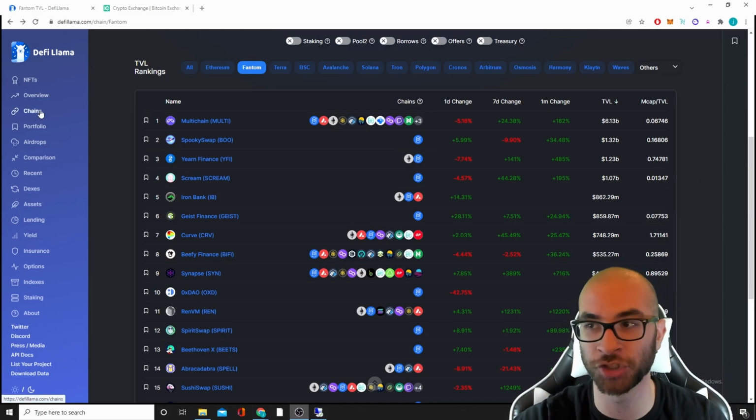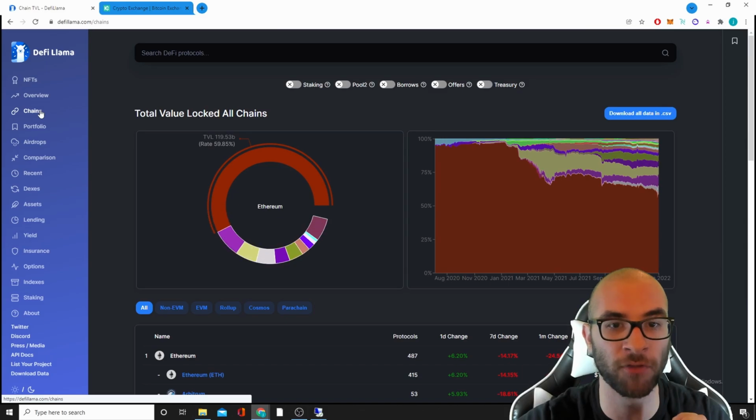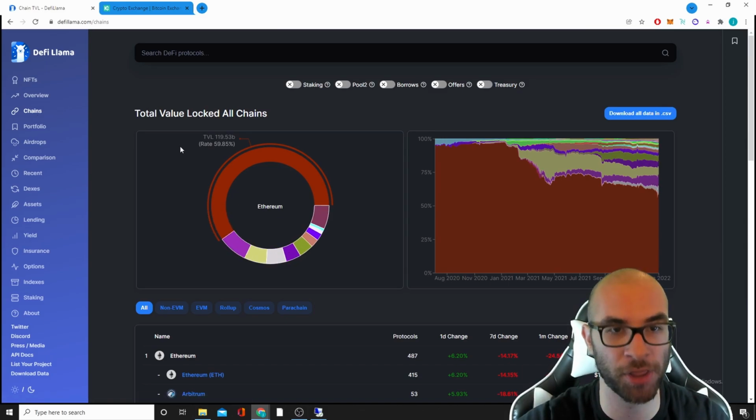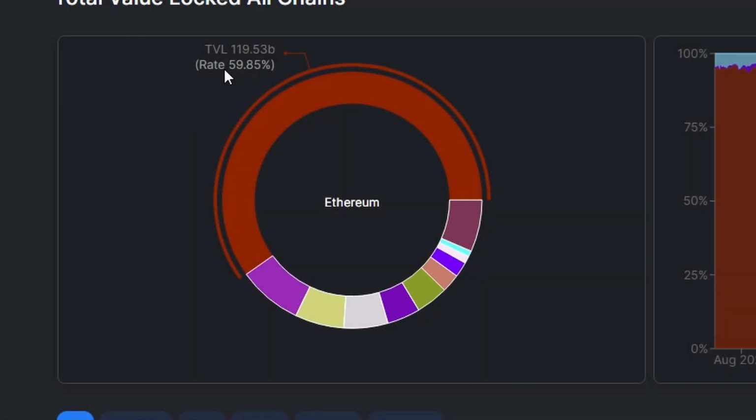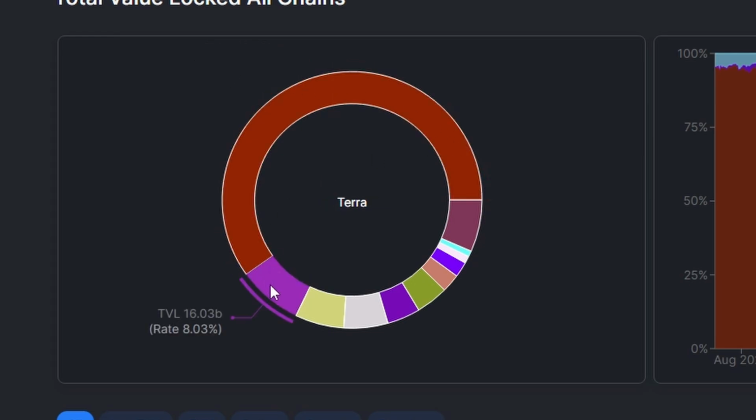Over here, you can click on chains and you will pull up a comparison of all the different chains out there. So right now, Ethereum is taking up 60% of all of DeFi at a $120 billion TVL. And you can kind of compare here. We have Terra Luna, which is the second largest at about 8%. We have Binance Smart Chain at 6%, about 12 billion TVL. And then for the TVL of Fantom, which is the fourth largest, we have 5.5% or 11 billion.